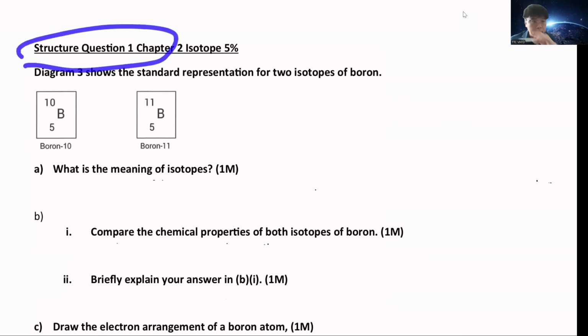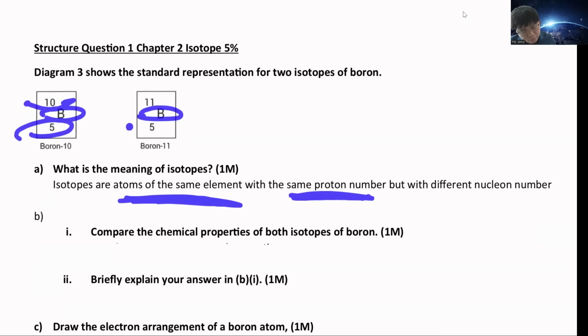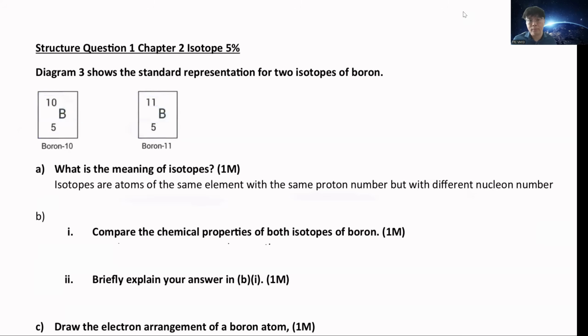For question one, it will be Chapter 2, related to isotope, around 5 marks. So quite standard lah. They'll ask you what is isotope. You must mention isotope is the atom of the same element, with the same proton number, but different neutron number. This is what we call isotope. So you have 1 mark in the definition.